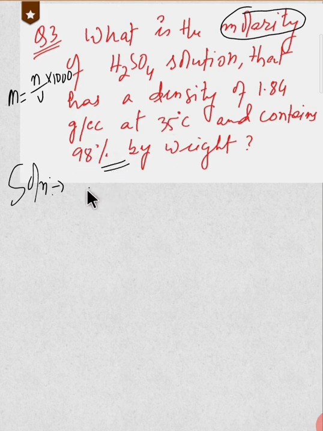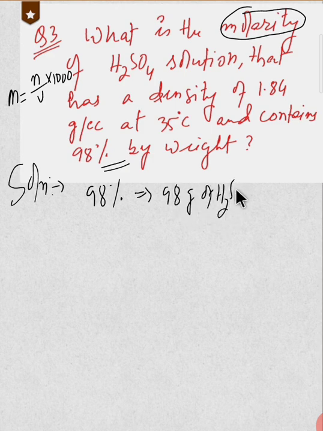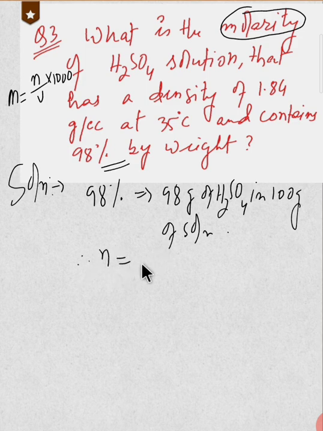The sulfuric acid solution is 98% by mass, by weight. This implies 98 gram of sulfuric acid in 100 gram of solution. The mass of the solution is 100 gram and the mass of the solute H2SO4 is 98 gram. Therefore the number of moles is 98 gram divided by the molecular mass. The molecular mass of sulfuric acid is 98, so this comes to 1 mole. This is known.